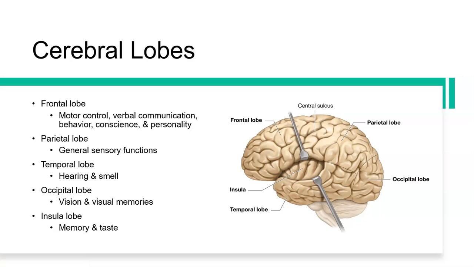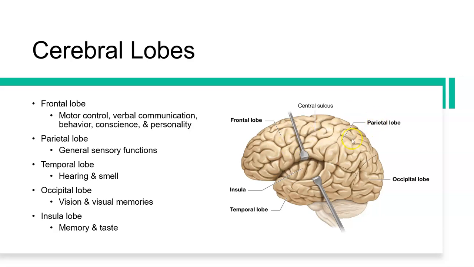We divide the cerebrum into 5 distinct lobes, and they all have their own distinct jobs to do. The frontal lobe is where we have motor control. It processes verbal communication, behavior, conscious thought, and personality.